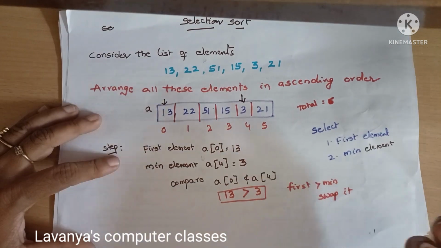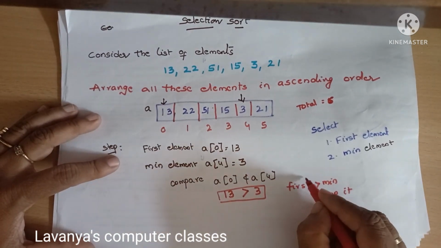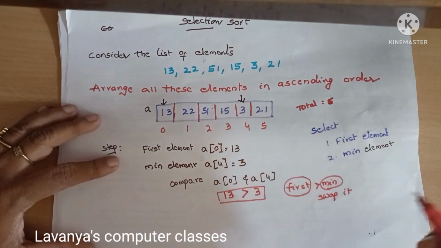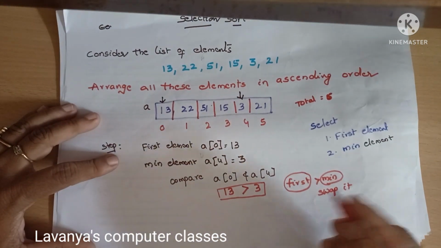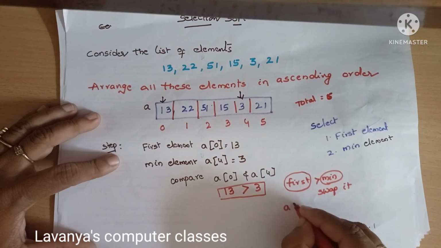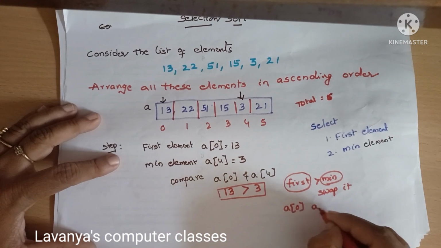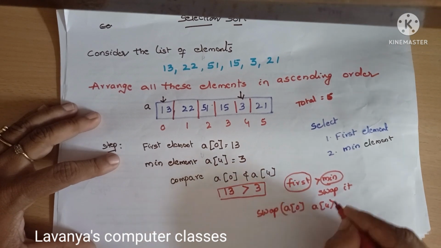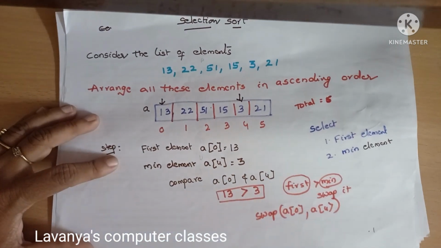What does swap mean? Exchange it. Which elements have to be exchanged? In the place of the first element, you have to put the minimum element. The minimum element you have to swap with the first element. That means both A of 0 and A of 4 are swapped. Swap the elements of A of 0 and A of 4.